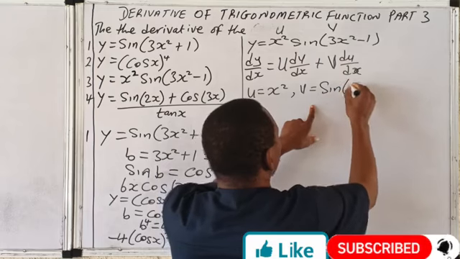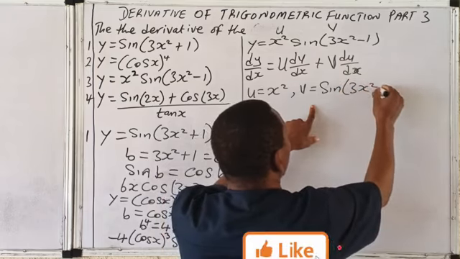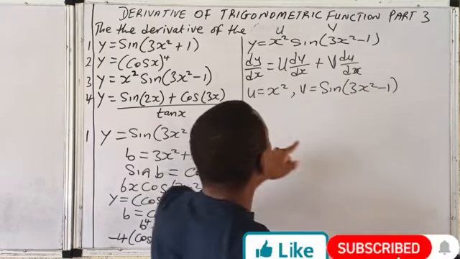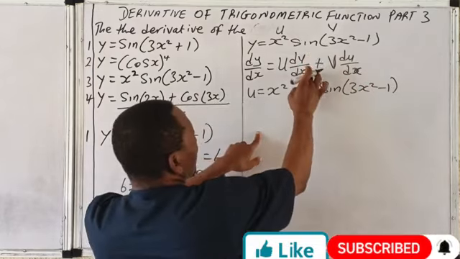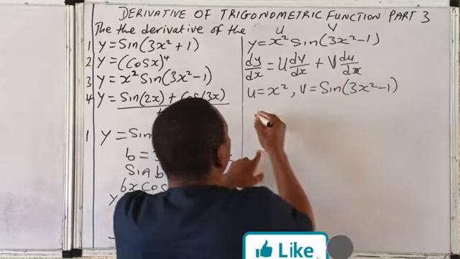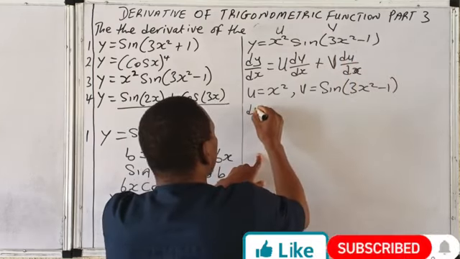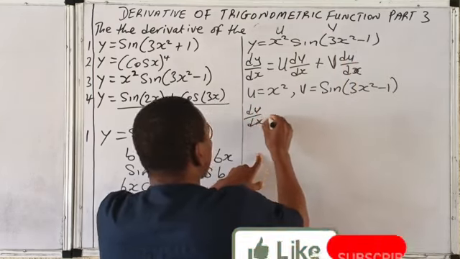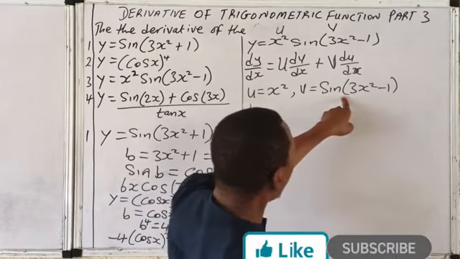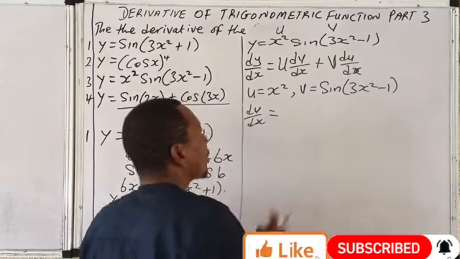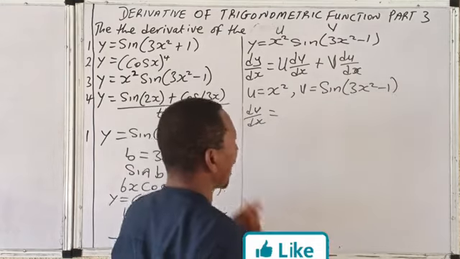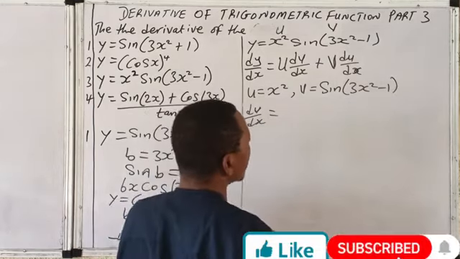Sine bracket 3x squared minus 1. Now, let's look for dv/dx. Let's differentiate v. dv/dx. How do we differentiate this? We are going to use the chain rule. We're going to use the chain rule to differentiate this.